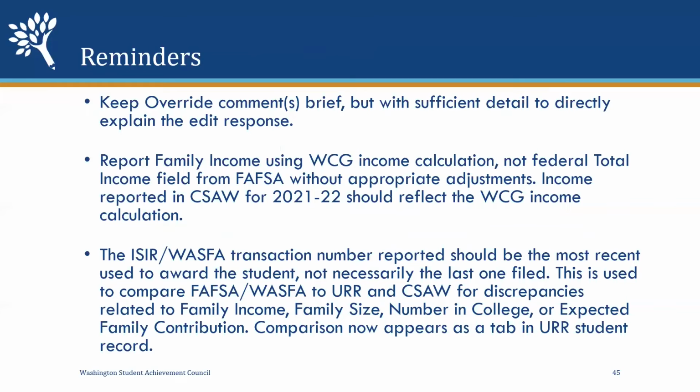So, reminders on those edits. Keep the override comments brief, but we need enough detail so that we can understand what your edit response is. Report family income using the WCG income calculation, not the federal total income from the FAFSA without appropriate adjustments. Income reported in the CSA for 21-22 should reflect the WCG income calculation.